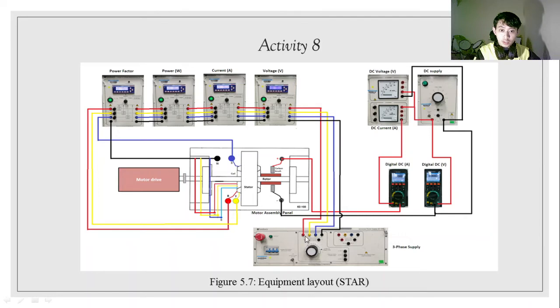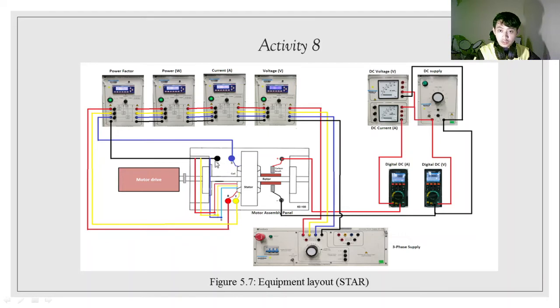So these four wires, we need to connect to the first digital power meter until the last digital power meter, and then at this point we need to connect it accordingly to the stator phase. Okay, so here is where we apply the star connection.